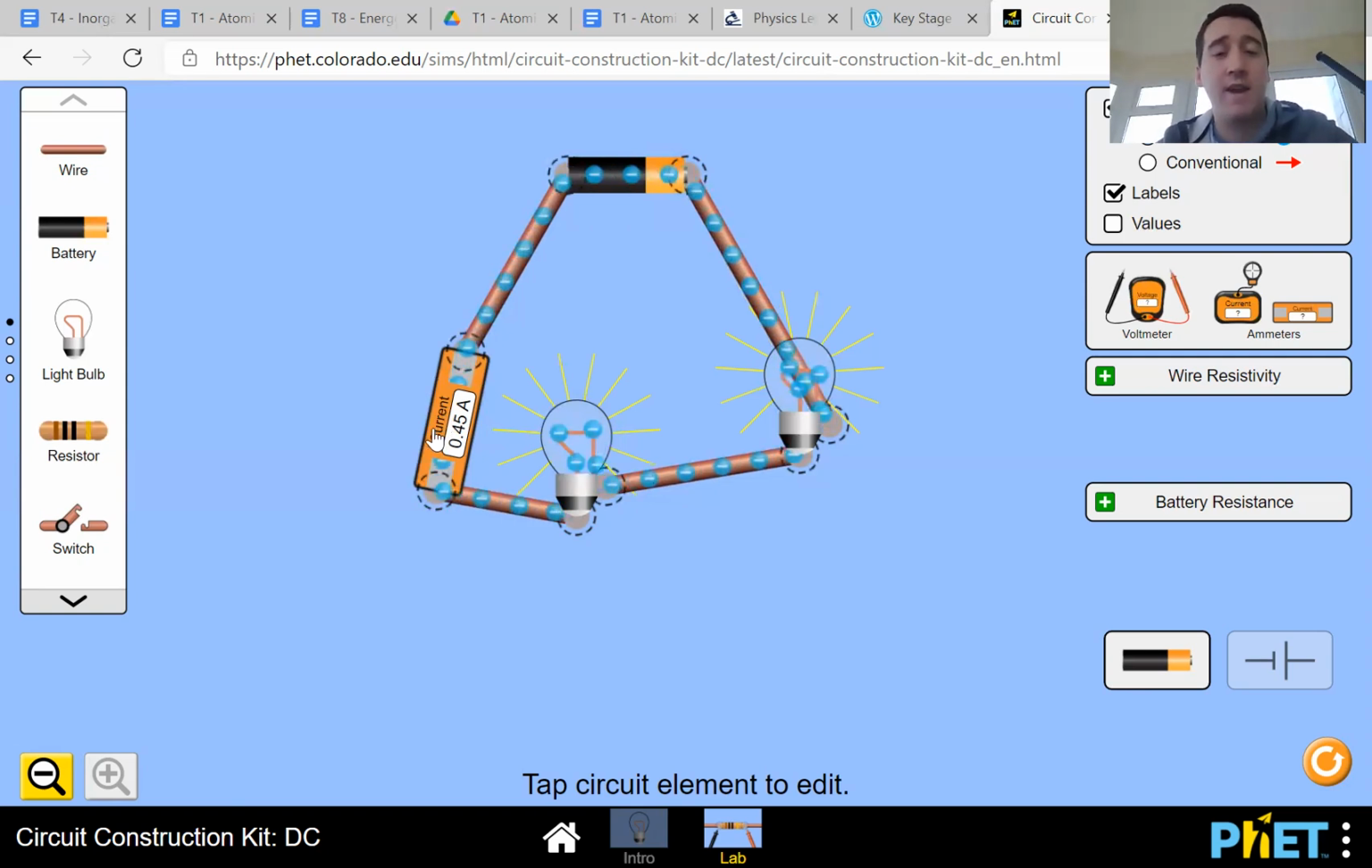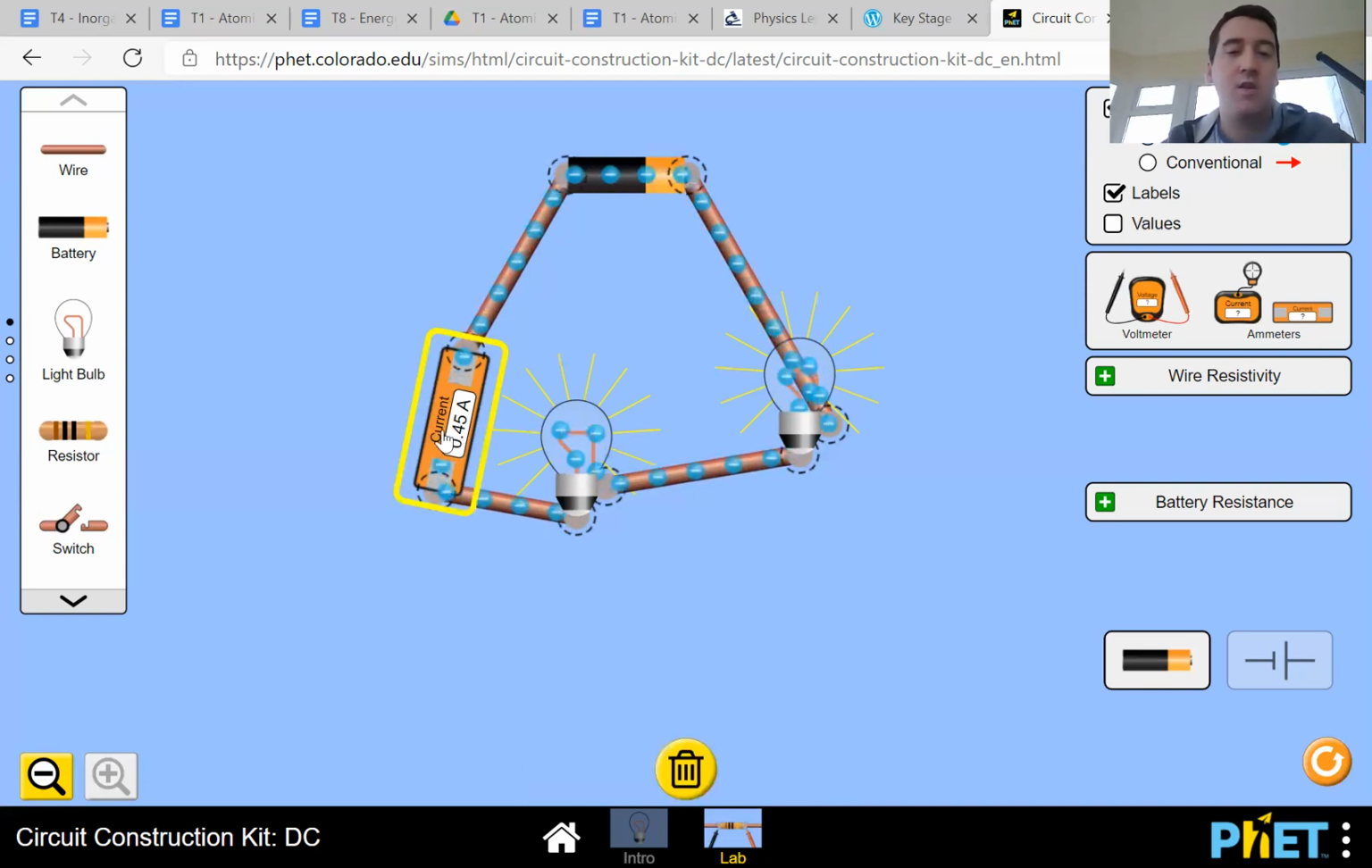What I want you to do then is pause the video and take the other 2 readings for current: current after the second bulb and then current in between the 2 bulbs. So you should have measured the current before the first bulb, the current after the second bulb, and the current between the 2 bulbs. All right, so pause the video and do that now. Okay, great. So hopefully you have measured the 3 readings for current and you have recorded them and written them down. So this is what you should have done.